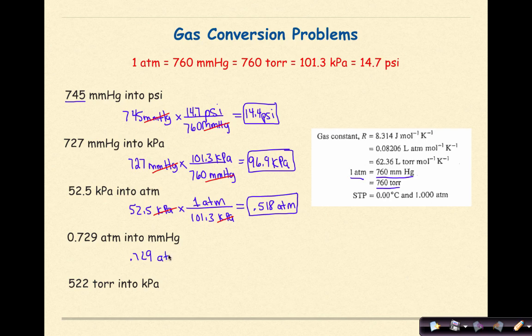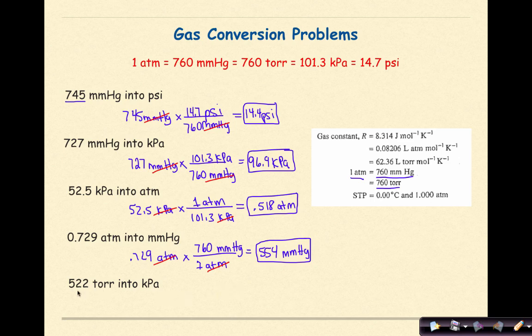Second to last one, 0.729 atmospheres. I want to convert that into millimeters of mercury, so I know that 1 atmosphere is equal to 760 millimeters of mercury. So whatever I start with goes on the bottom, 1 atmosphere. On top, I want millimeters of mercury, so 760 millimeters of mercury. Atmospheres cancel atmospheres, and if I work this out, 0.729 times 760 divided by 1 is going to give me 554 millimeters of mercury as my final answer to 3 significant figures.